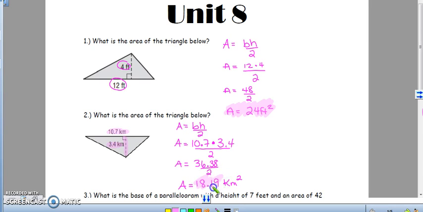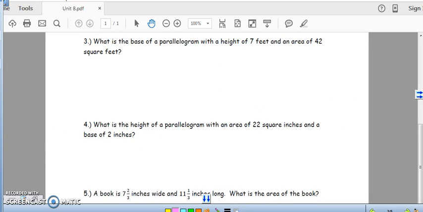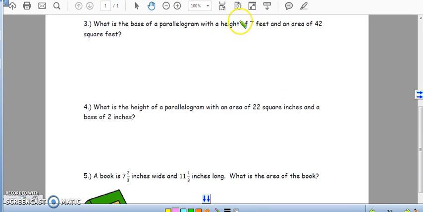Okay, so that was the triangle. Make sure you go back and study your formulas for this one. Remember, it's base times height divided by 2 for a triangle. Let's move on to number 3. What is the base of a parallelogram with a height of 7 feet and an area of 42?